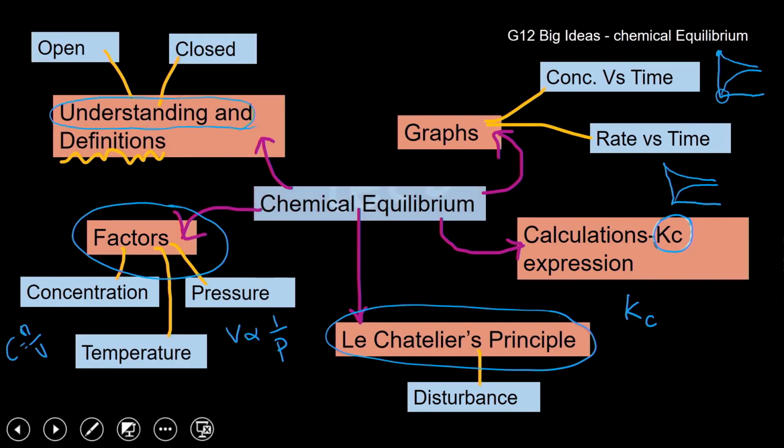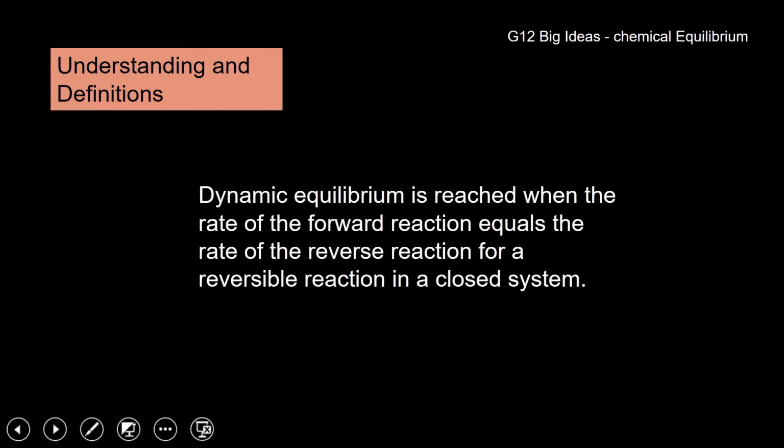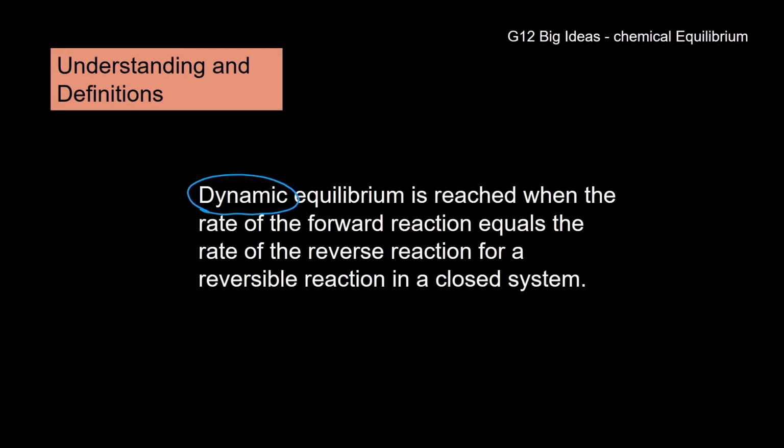Let's continue now to our first big idea about how we write the definition for dynamic equilibrium. So dynamic equilibrium is telling us that this equilibrium is moving all the time. We might look at the vessel and think, this isn't moving, there's no reaction happening here, but actually something is. There is a forward reaction and there is a reverse reaction, and that is why it is called dynamic.